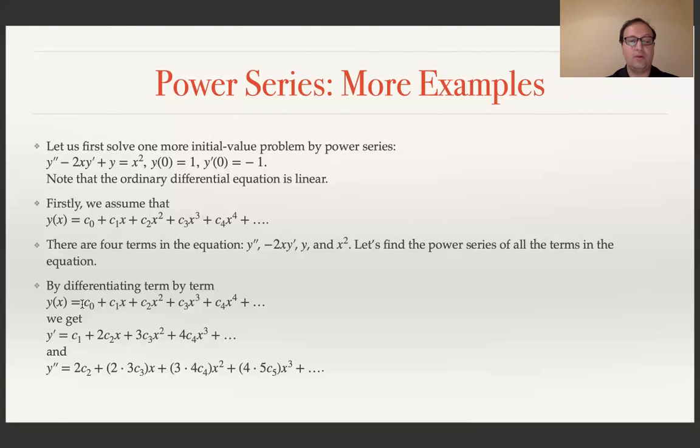So we start with y equal c0 plus c1x plus c2x squared plus c3x cubed, etc. And then when we differentiate each term, the derivative of c0 is 0, the derivative of c1x is c1, the derivative of c2x squared is 2c2x, the derivative of c3x cubed is 3c3x squared, then the derivative of c4x to the 4 is 4c4x cubed, and if we continue, the next term should be 5c5x to the 4th, and then in general it should be n cn x to the n minus 1.